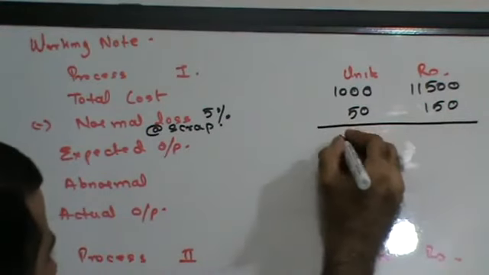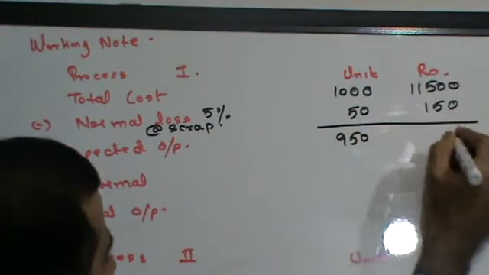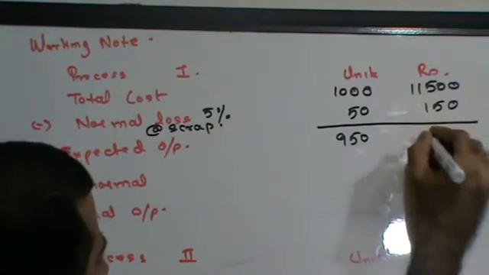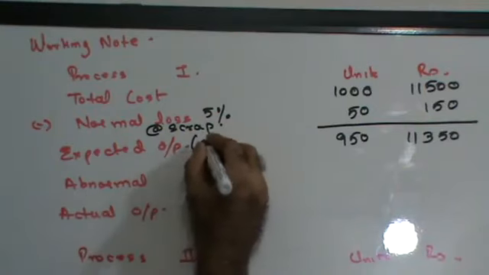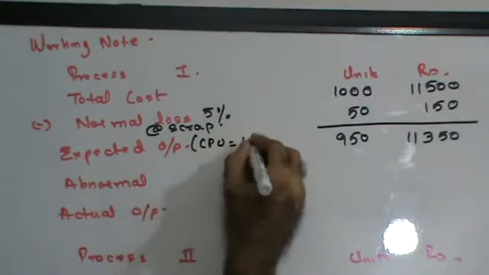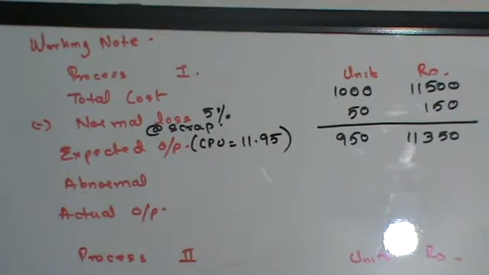Subtract this. When you subtract this, this is 950. This is 11,350. Right? Do we get this in here? Now, what you have to do is divide rupees by unit. When you divide rupees by unit, you will get CPU, which is going to be 11.95.